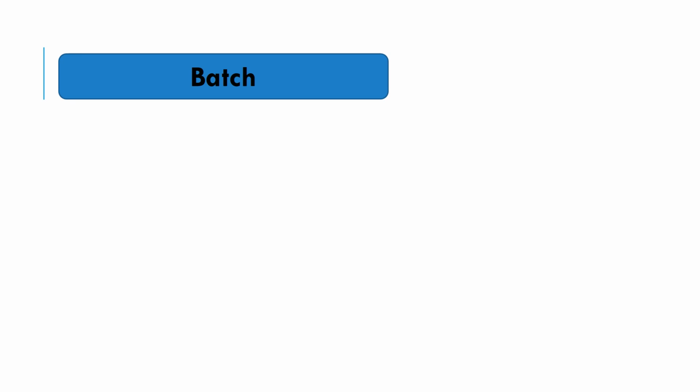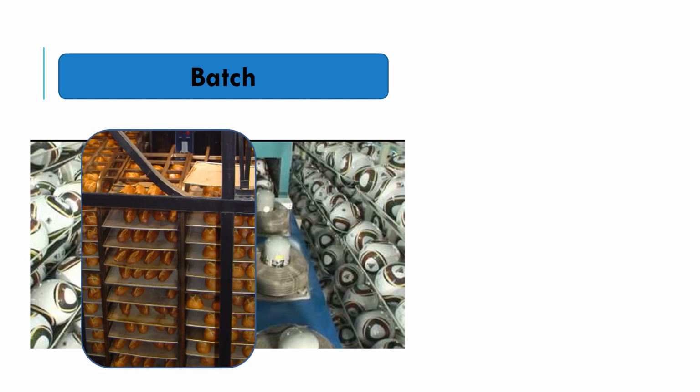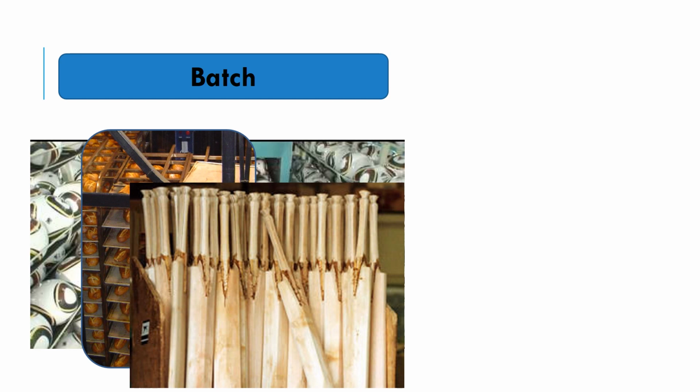The next form of production is called batch production. World Cup footballs all made at the same time would be an example of batch production. Delicious buns baked in an oven would be an example of batch production. Cricket bats would be an example of batch production. What do these have in common in the ways in which they are processed or produced?